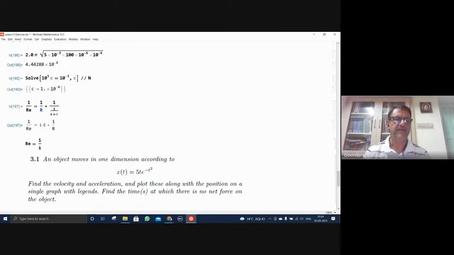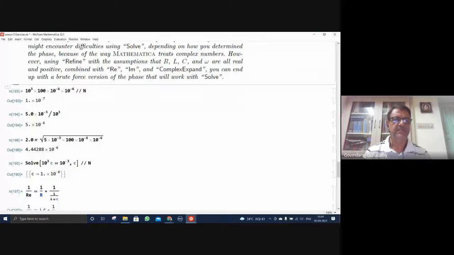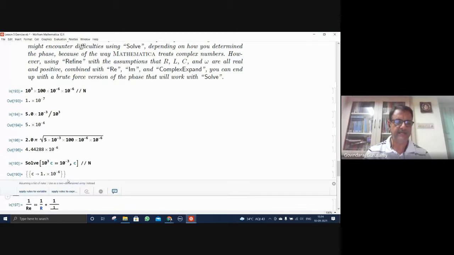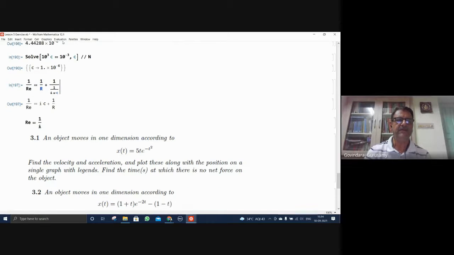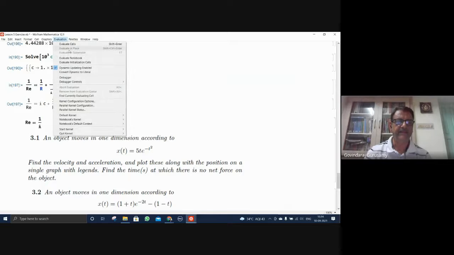So if you want to have it again, I have to redo the things starting from here, so that there will not be any issue in terms of defining these variables. Please note that you follow. 197 outputs, so much I have done. To get rid of this, what we can do is go to Evaluation, as I said, Quit Kernel, Local.